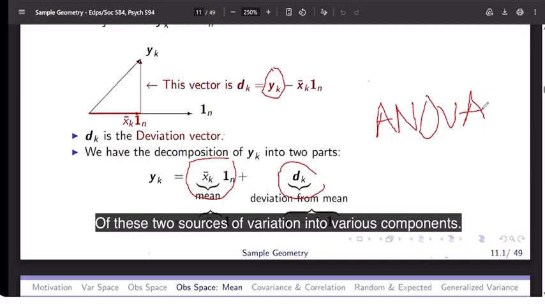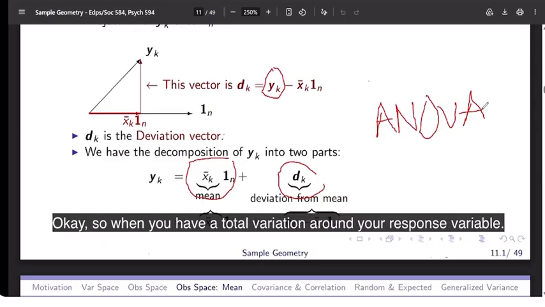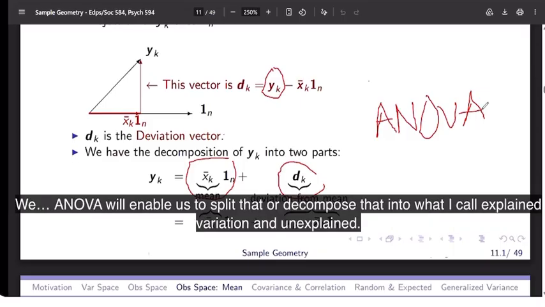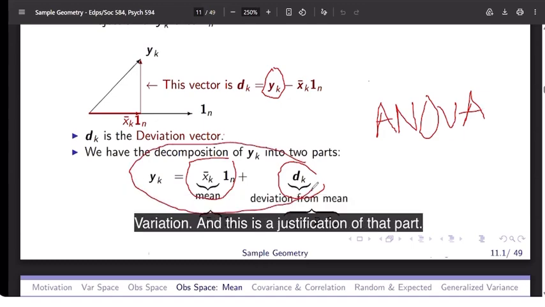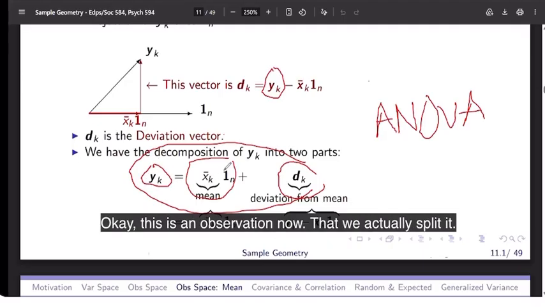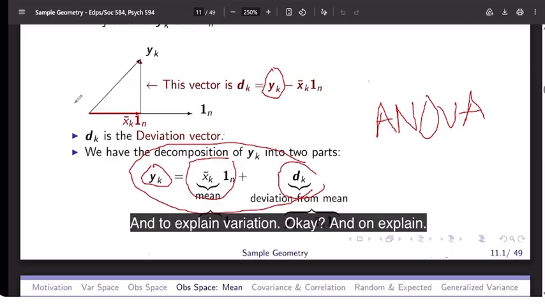Okay, so when you have a total variation around the response variable, ANOVA will enable us to split or decompose that into what I call explained variation and unexplained variation. And this is a justification of that part. This is an observation now that we actually split it into explained variation and unexplained variation. There's something I want you to see.